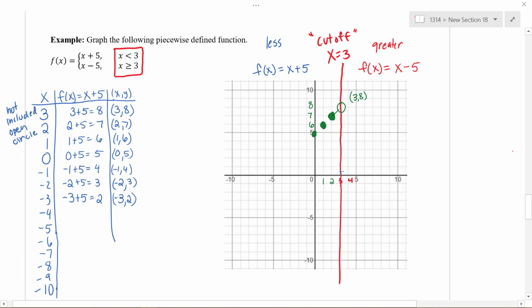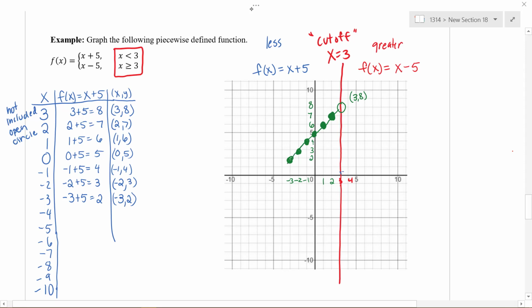So far I have a line that connects the open circle to these 3 closed circles. Okay, negative 1, 4. So an x value of negative 1 and a y value of 4. That would put me at a point right there. Negative 2, 3. Here's an x value of negative 2 and a y value of 3. So that puts a closed filled-in circle there. Okay, here's an x value of negative 3 and a y value of 2. So that puts a closed filled-in circle there.